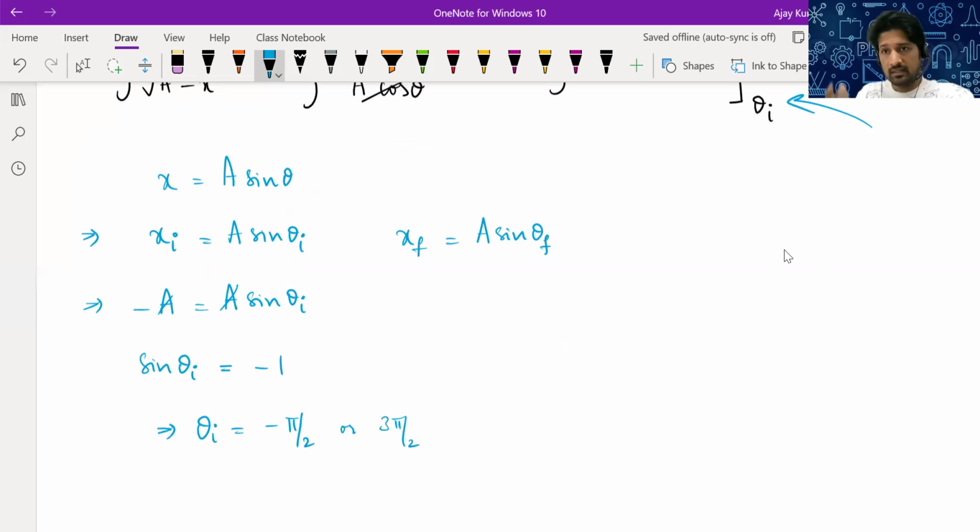Nothing wrong in that. You can add one more 360 degrees to that. So 270 plus another 360 degrees, 630 degrees also you can take. Nothing wrong in that. You must be knowing that trigonometric equations have infinite solutions. Which solution you choose is your choice, or depending on options, you will have to choose. Fine. So let's take theta initial as minus pi by 2.